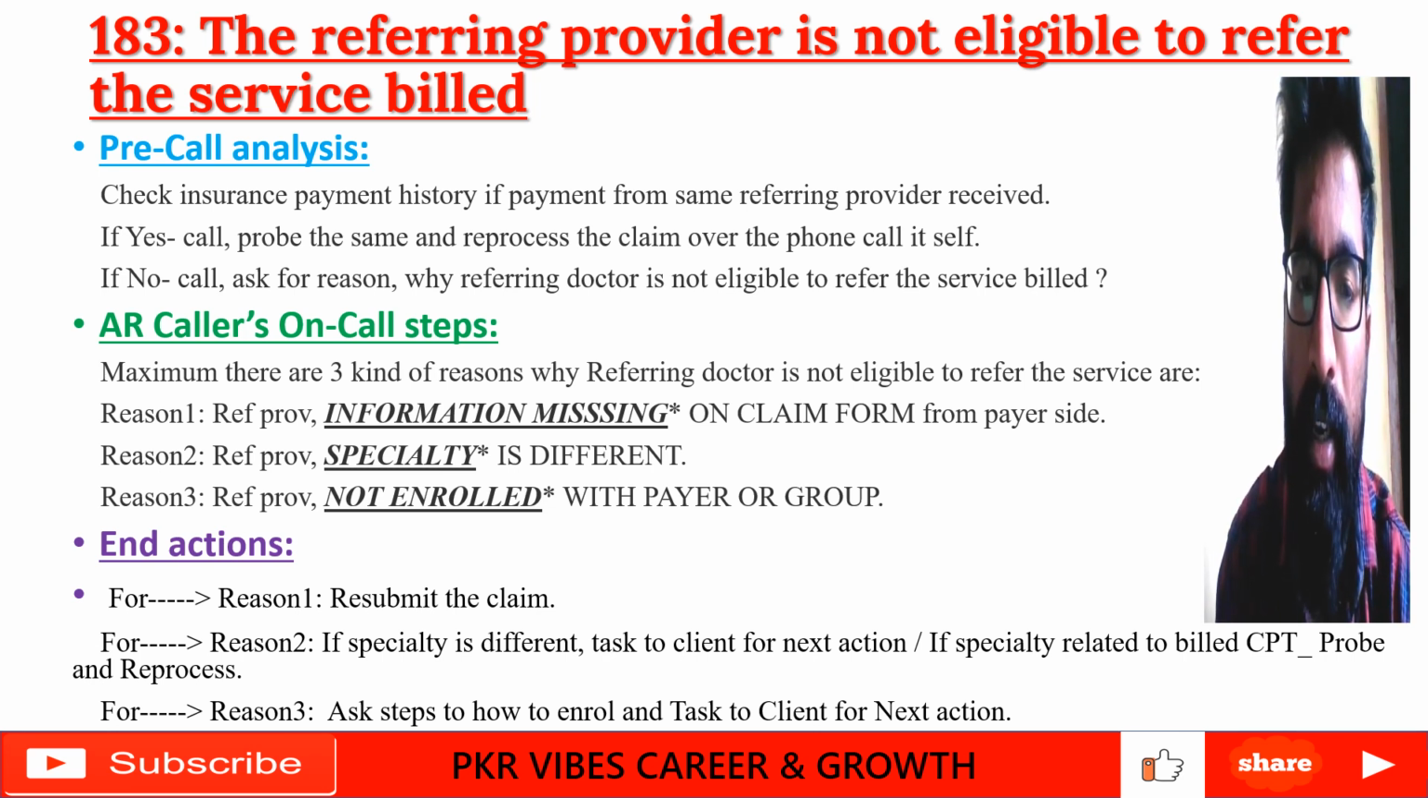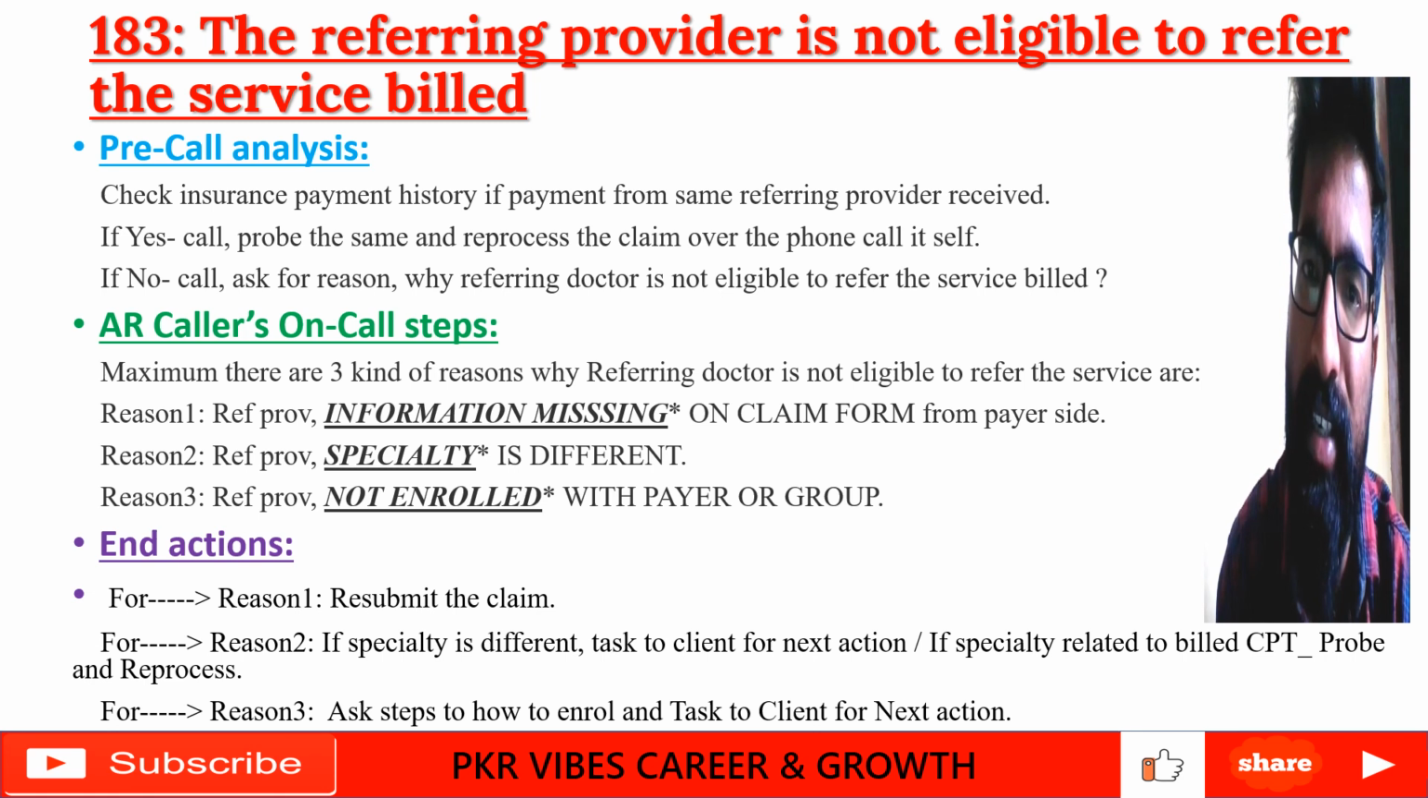Before we discuss any denial, we have to understand that there are three steps. One step is the pre-call analysis on a particular denial, the second step is the on-call analysis on that denial, and the third step is the final action, that is the end action on that denial. So for this referring provider is not eligible denial, we will now discuss the pre-call analysis. For example, we bill this claim to insurance and insurance denied it stating CO-183, and we consider that this denial was already posted in the software. So we are doing pre-call analysis on a denial.